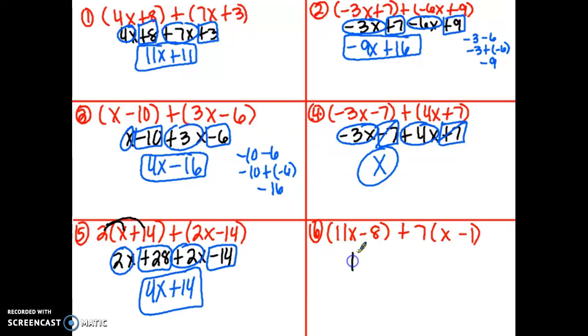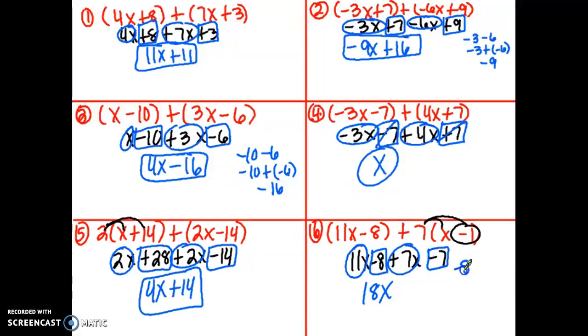For number 6, I have nothing to distribute in the first expression. In the second expression, I have 7 times x is 7x. 7 times negative 1 is negative 7. 11x plus 7x is 18x. Negative 8 minus 7, I use additive inverse. And I have the same sign, so I add them and keep the sign. My answer is 18x minus 15.